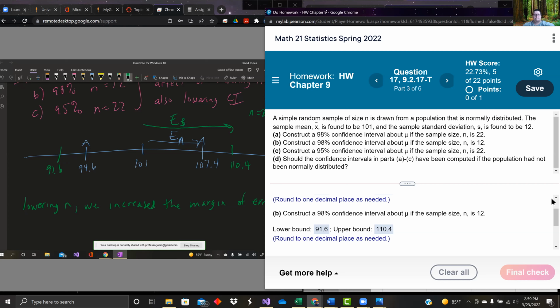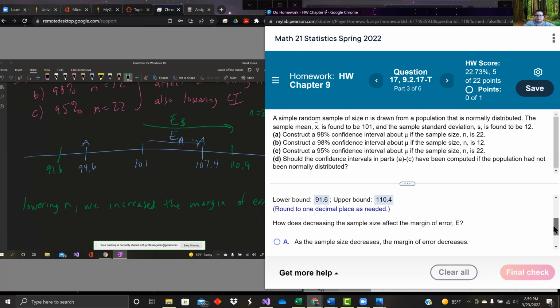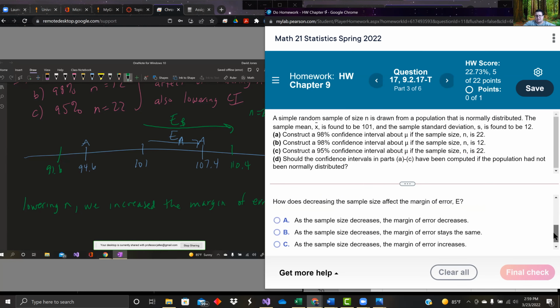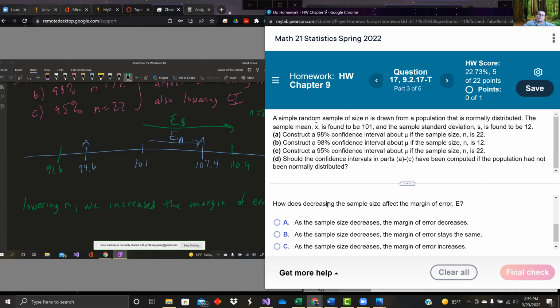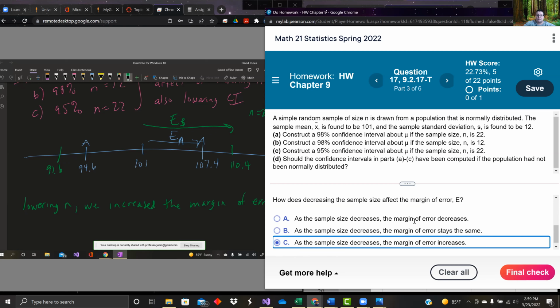Part B. So I imagine they're going to ask us about something about that. Let's just come and take a look. I was right, look at that. How does decreasing the sample size affect the margin of error? We can see that decreasing the sample size raises the margin of error, increases. So you can draw this out on a number line and just see what's happening.